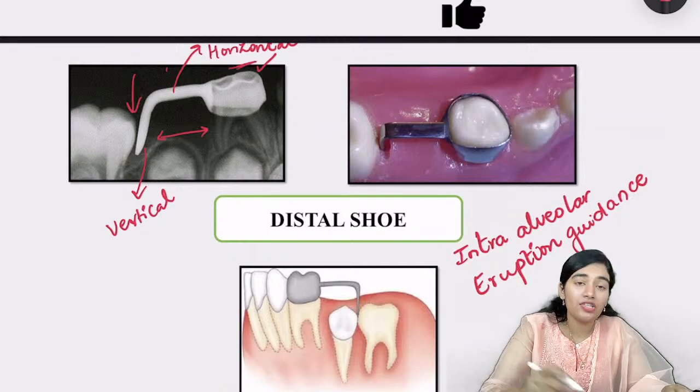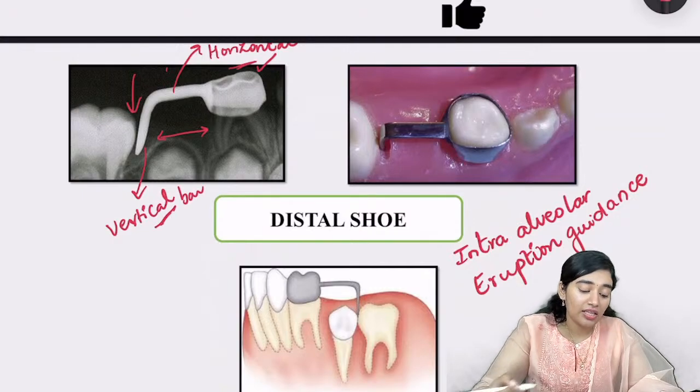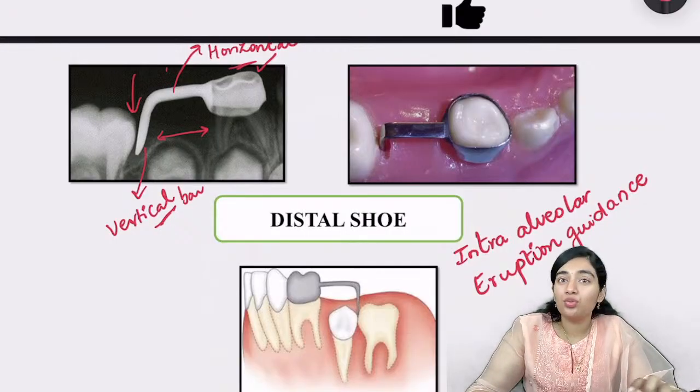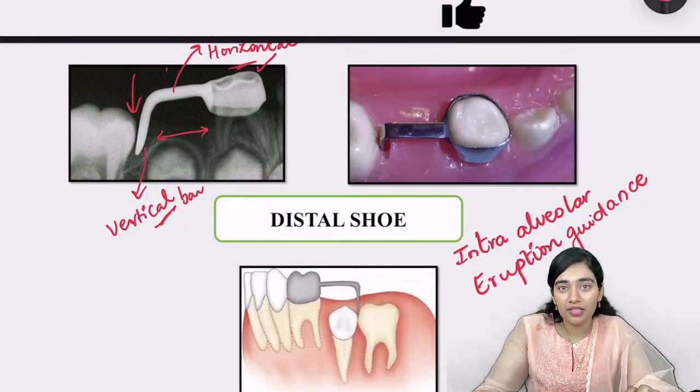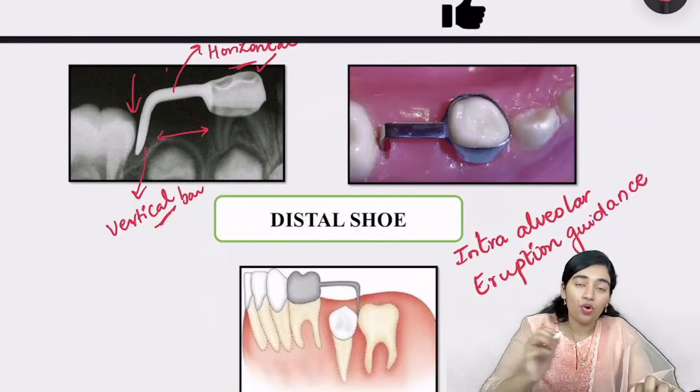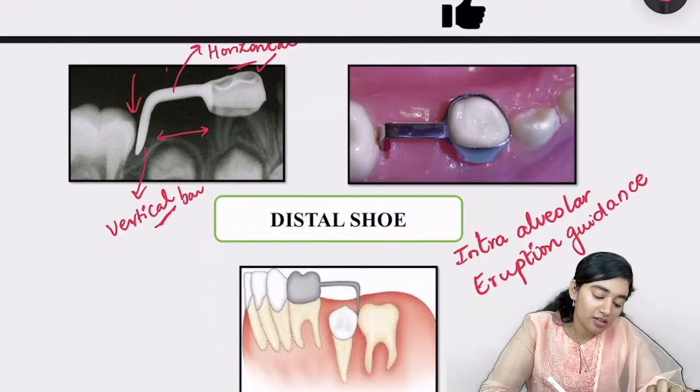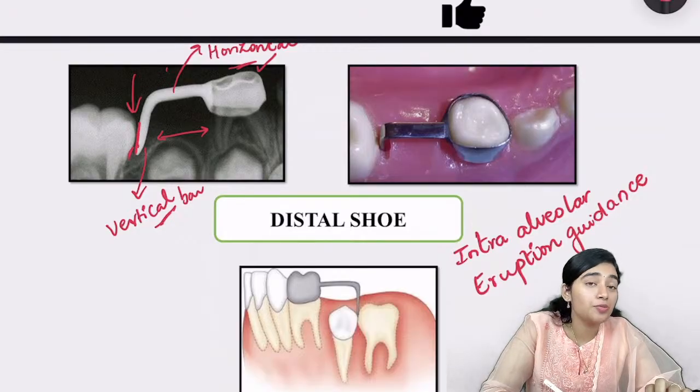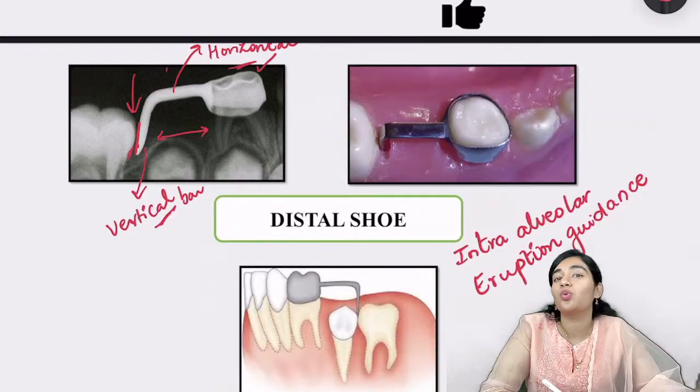There's a horizontal arm which is spanning the edentulous area, and there is a vertical bar kind of extension that is extending into the alveolus. That is the reason it is called intraalveolar, right? So what happens is this will guide the eruption. This forms a stop, a mesial stop, from where our first permanent molar is guided to erupt in its own location or space.